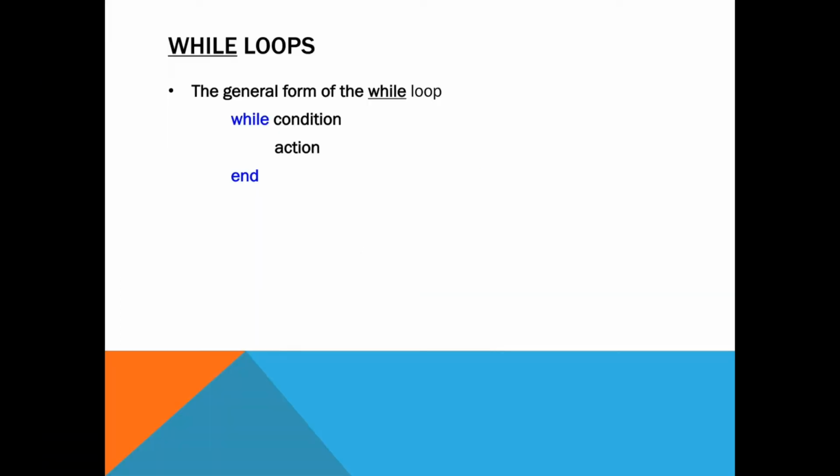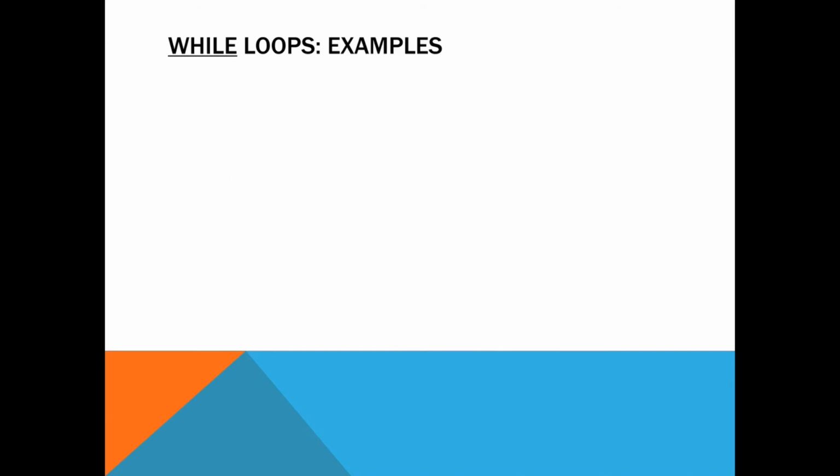The next type of loop that I'd like to talk about is a while loop. The general form of the while loop is that I have some condition, and I'm going to run the loop as long as that condition is true. So while some condition is true, I'm going to run an action, and that will repeat as long as that condition is true. So often I need some sort of decision statement inside the while loop to get me to change that condition. So let's look at some examples.